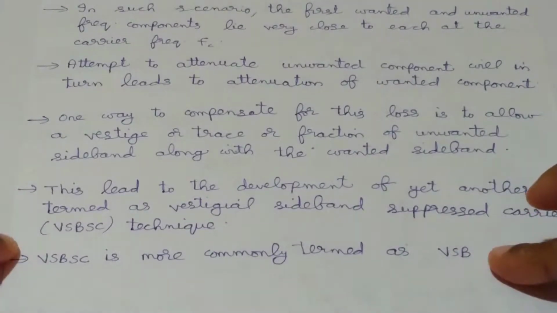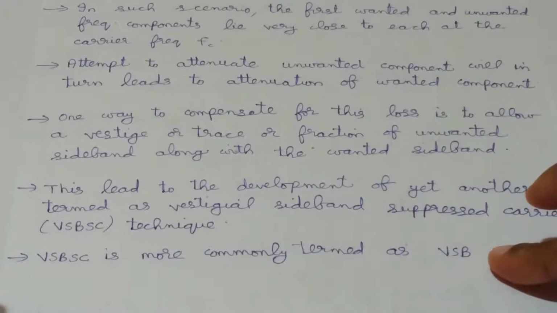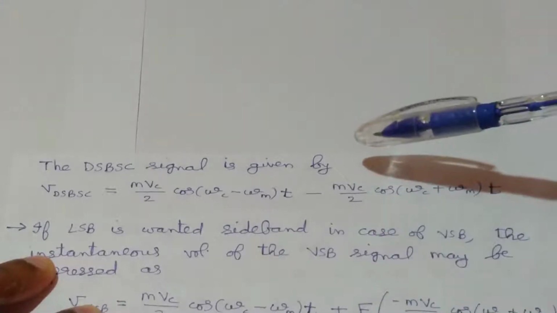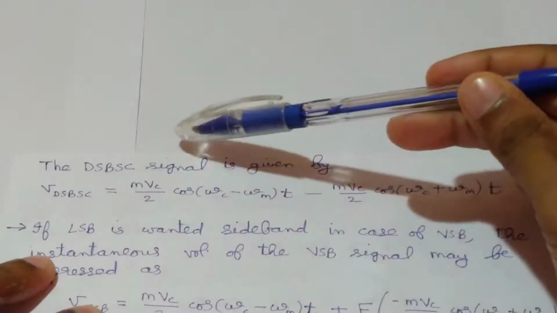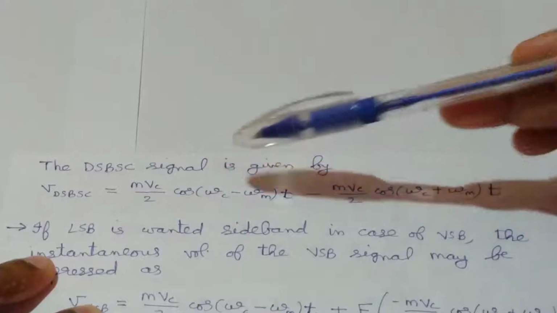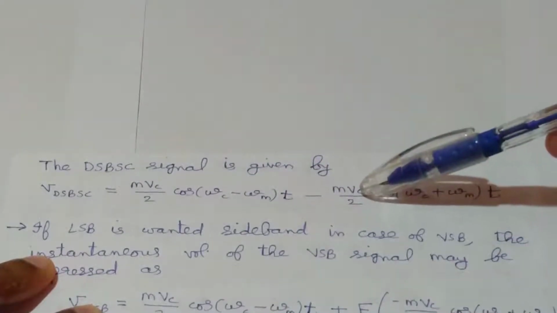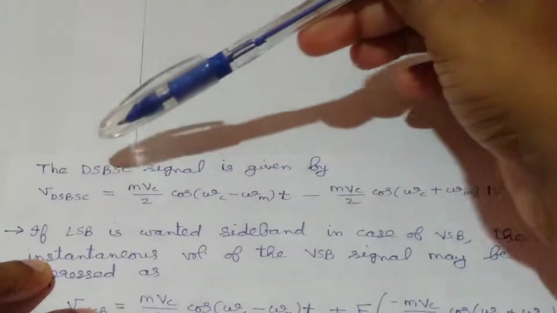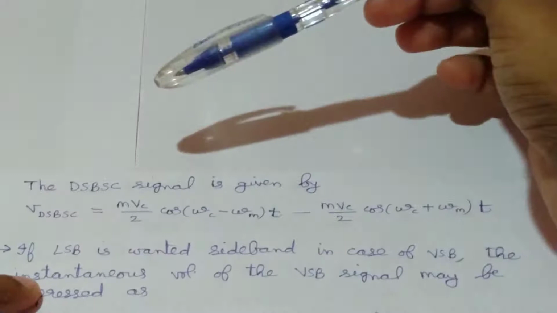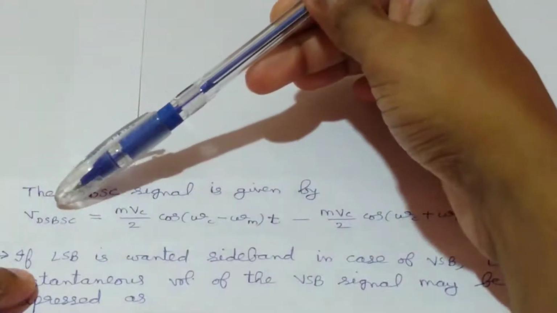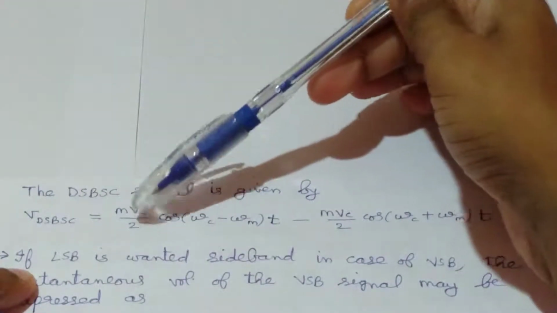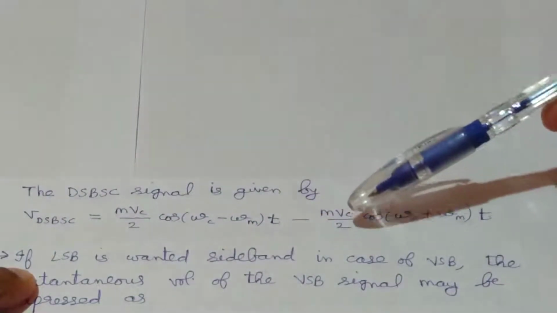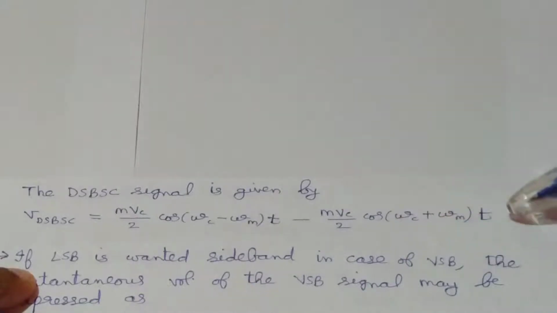Let's now consider the equation for the vestigial sideband wave. To get the equation of the vestigial sideband signal, we start from the double sideband suppressed carrier signal equation. We have already derived this equation in our part 3 class. You can go through that video class if you have any doubt. So the double sideband suppressed carrier signal is represented as V DSB-SC equals m Vc by 2 cos (omega c minus omega m) t minus m Vc by 2 cos (omega c plus omega m) t.